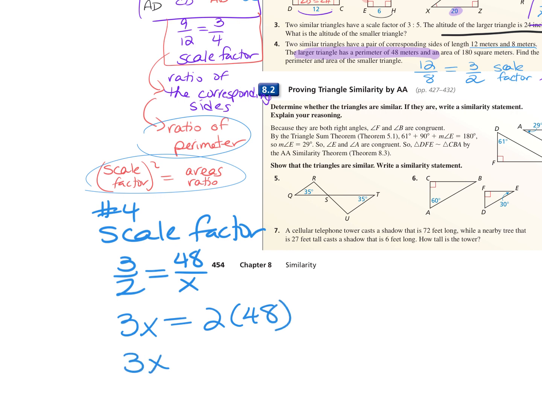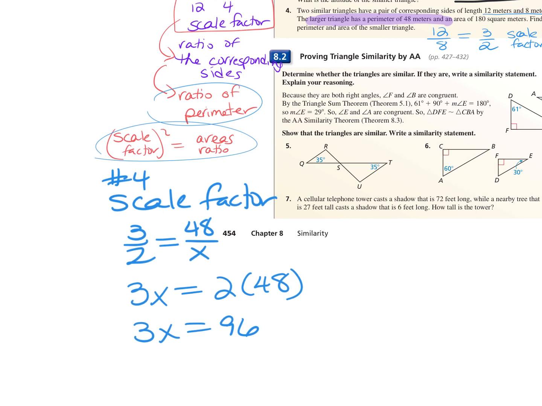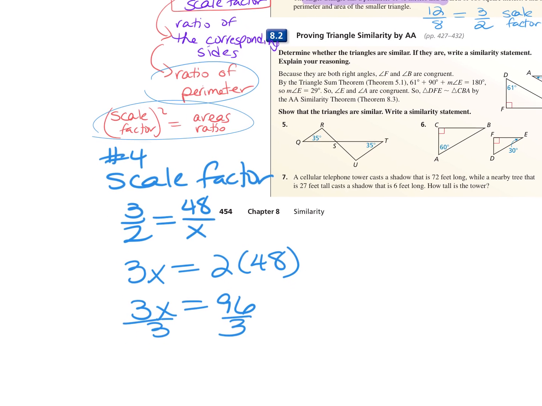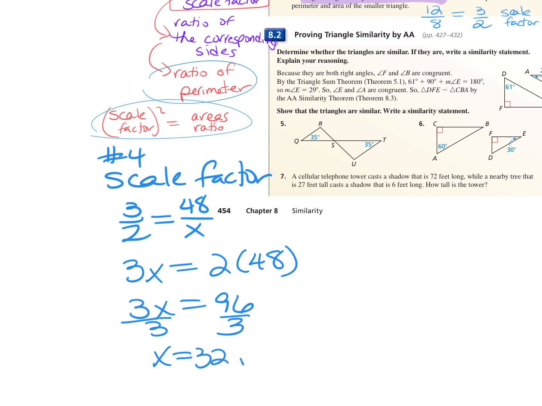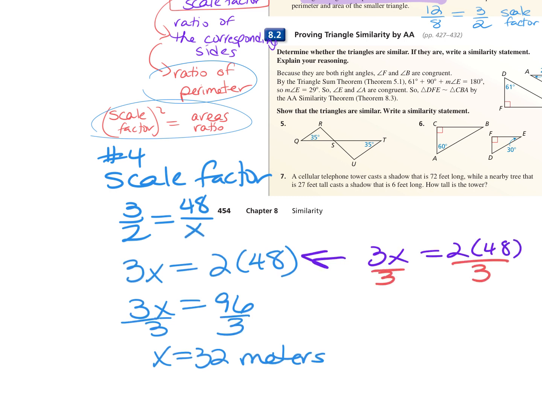I can multiply that and get 96, and then I have to divide by 3, and I get x equals 32, and these were meters. Now, another shortcut at this step right here, if you don't want to multiply 2 times 48, if 3 will be divisible into one of them, you can do that. I can divide one of these by 3, and now I'm just left with multiplying 2 times 16, and that gives me my answer. So you could solve this either way, since we're not using a calculator.